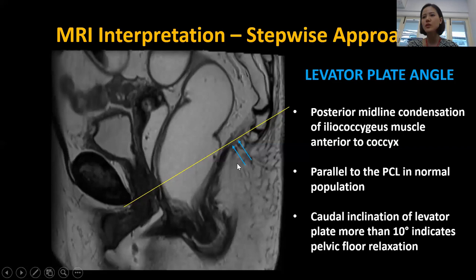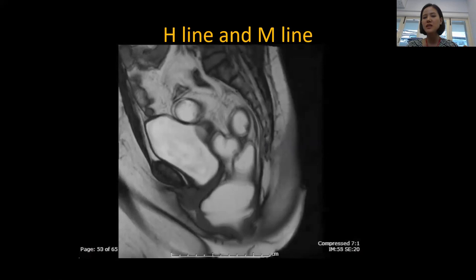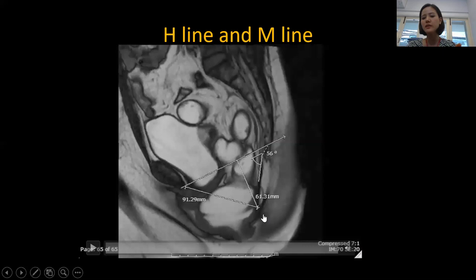This is a dynamic study in the straining and defecation phase. We will measure on the most severe image. In this case, the H line is measured about 9.1 centimeters. That is moderate pelvic hiatal widening. The M line is about 6.1 centimeters. That is severe pelvic floor descent. And this is the angle, the levator plate angle.